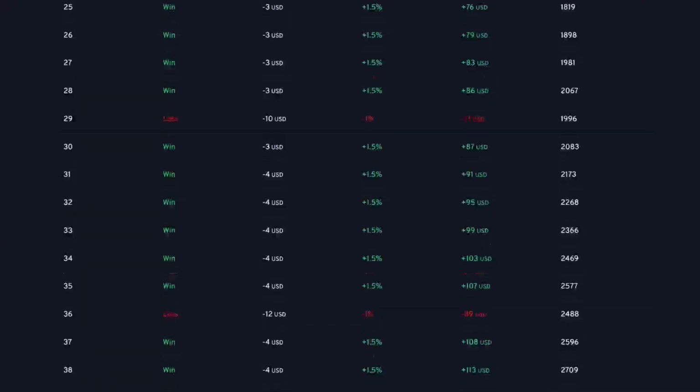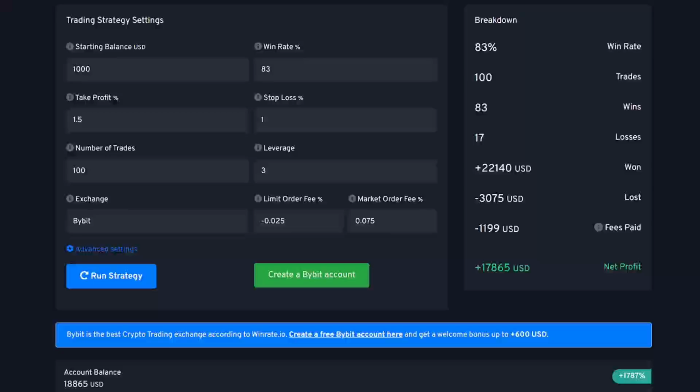Now, let's check out the results we got from trying this strategy on the Solana chart using a 15-minute time frame. I kept the risk-reward ratio at 1.5 to 1, and here's what happened. We won 83 out of every 100 trades.